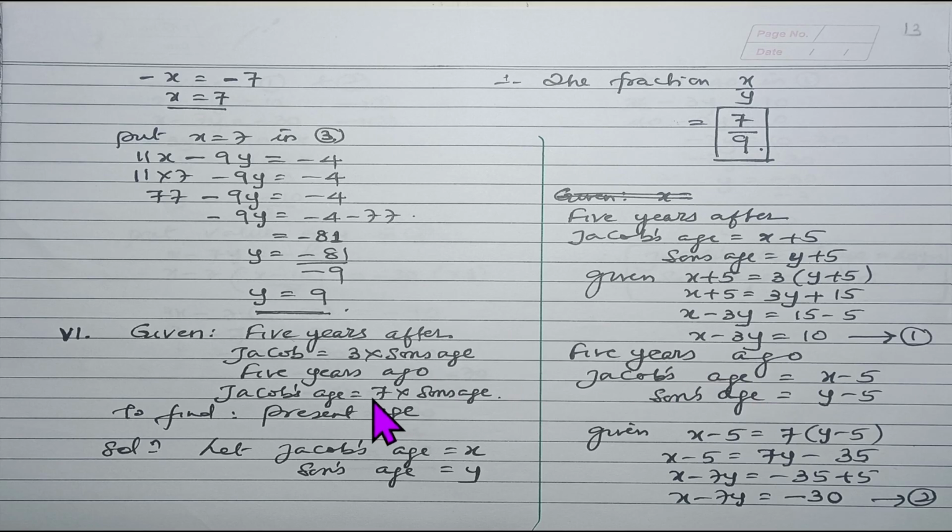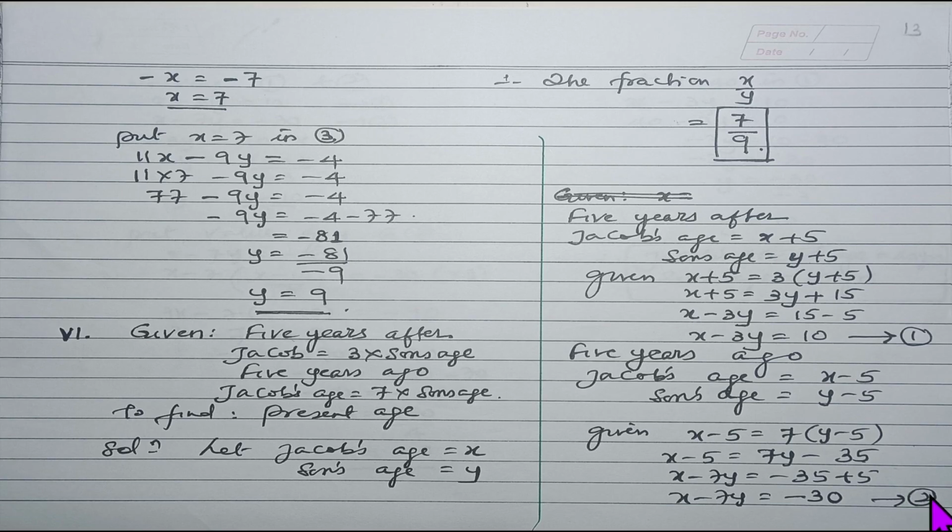5 years ago, Jacob's age will be x minus 5, and son's age will be y minus 5. But the condition given is that Jacob's age is 7 times the son's age. So therefore x minus 5 is equal to 7 times y minus 5, which is 7y minus 35. x minus 7y is equal to minus 35 plus 5, or x minus 7y is equal to minus 30, and that is the second equation we have got.